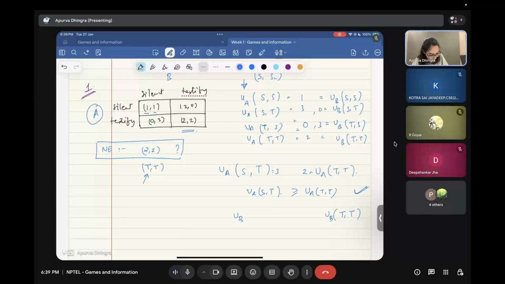When UB is the one taking the action, his action is what he can vary. He can go to S, but for the time being I am writing it as the first person's action and the second person's action. So this is still T, this is the second one's action, and this is the one that can be S.